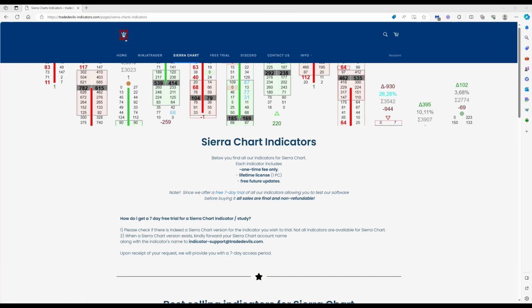All right, greetings traders. This will be really just a brief video to introduce to you the TDI tools and indicators now available for the Sierra Charts platform.